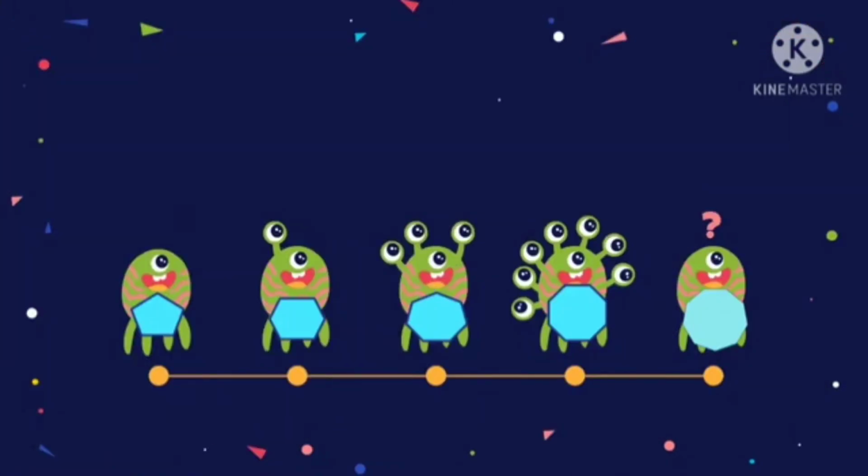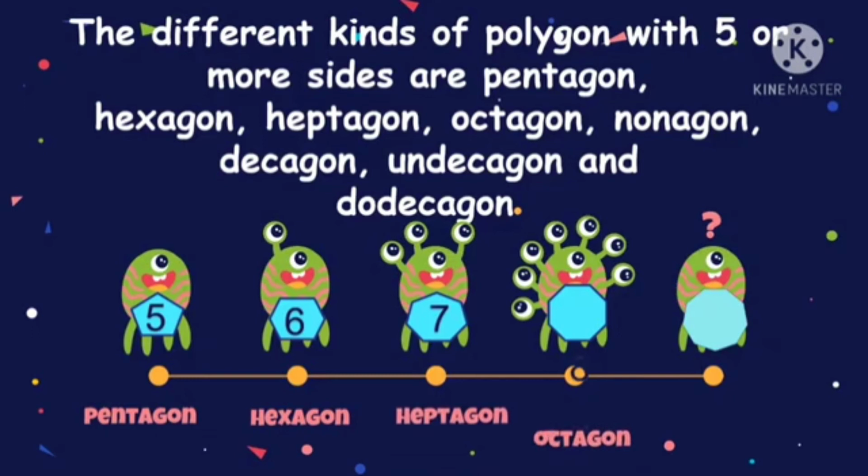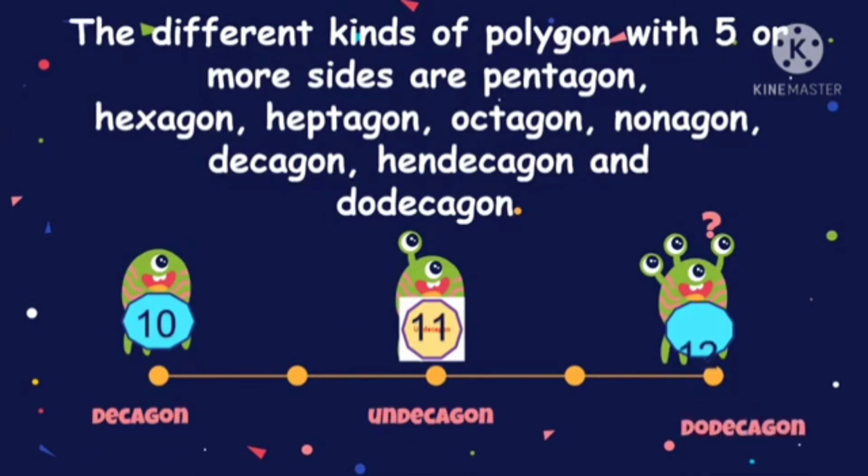So these are the different kinds of polygons with 5 or more sides. We have the pentagon with 5 sides, the hexagon with 6 sides, the heptagon with 7 sides, the octagon with 8 sides, the nonagon with 9 sides, decagon with 10 sides, and undecagon with 11 sides, and the dodecagon with 12 sides.